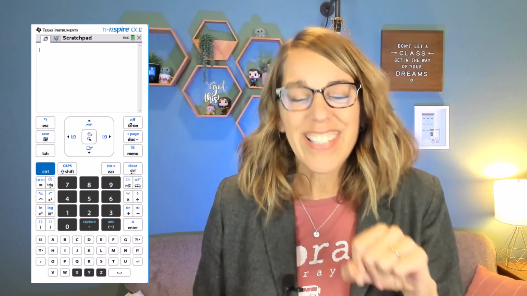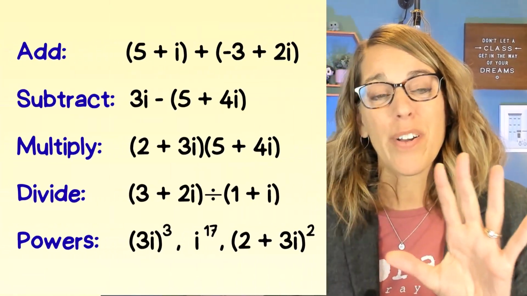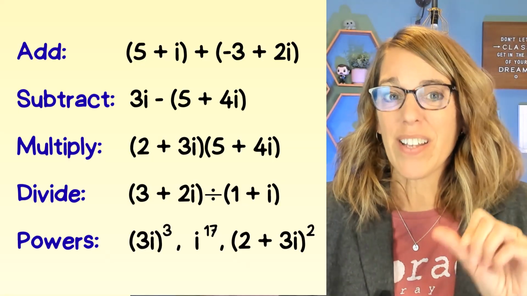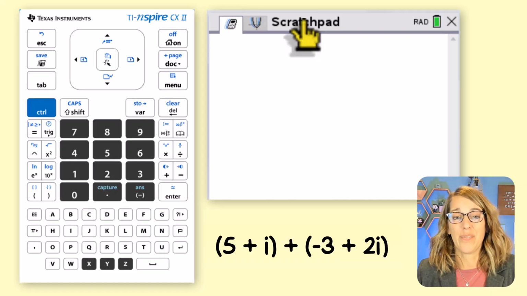I want to show you just how easy it is to do some complex number operations with your TI-Nspire. We're going to go through these examples, but stick around because I've got some hidden tools for you as well. I want to start with this addition right here.